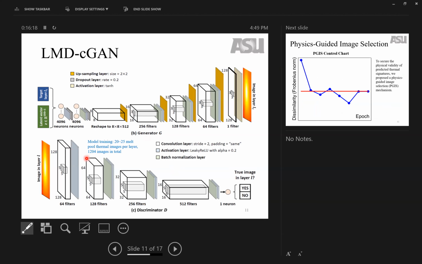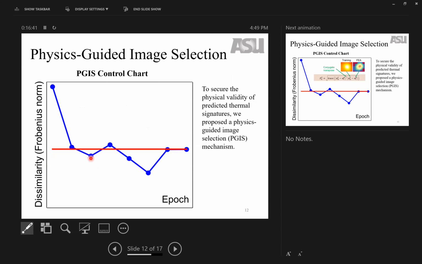This model is applied in a case study. Recall that I showed you some images previously for the LMB symbol part. I used that data to train the LMBCG, and there were totally 1,200 thermal images, around 20 to 25 images from each layer. I will show the results shortly, but before that, there is an additional component in this work.